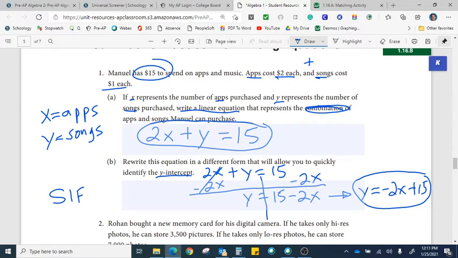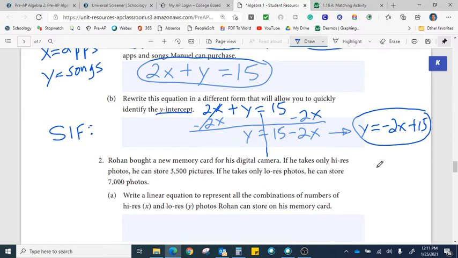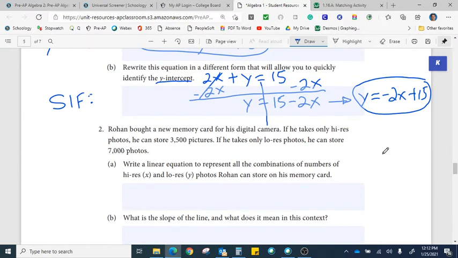Okay, there it is. Rewrite this equation in a different form that will allow you to quickly identify the y-intercept. Slope-intercept form is that form. So that's all they were asking for, and that's the form that they asked for. There it is. Okay. I'm answering all questions.